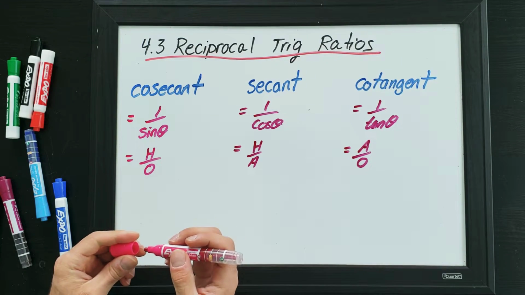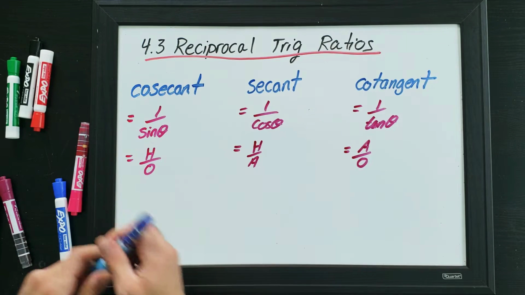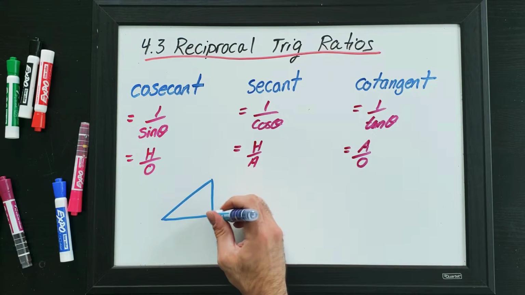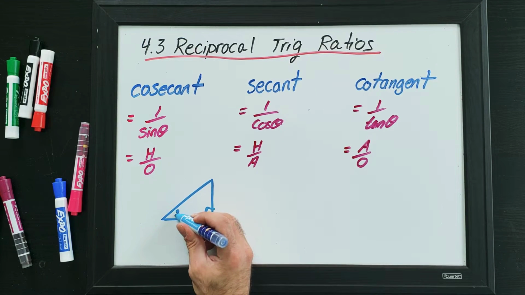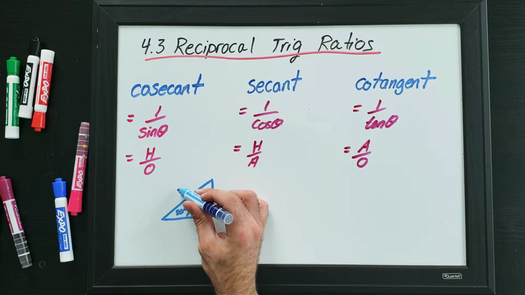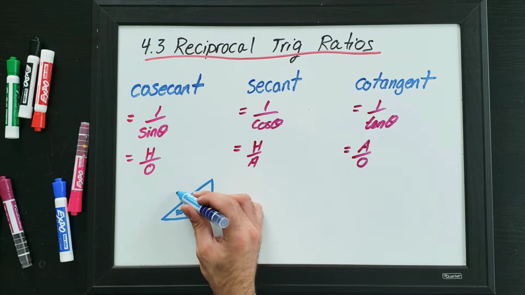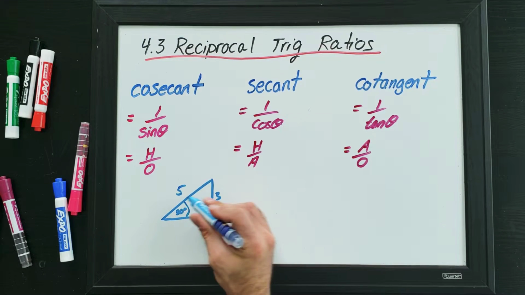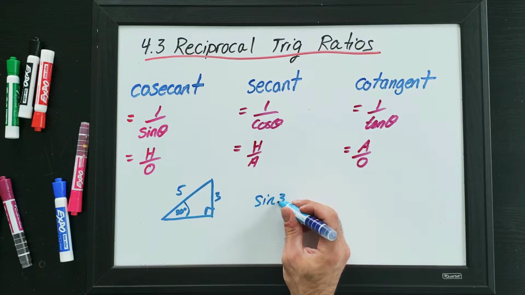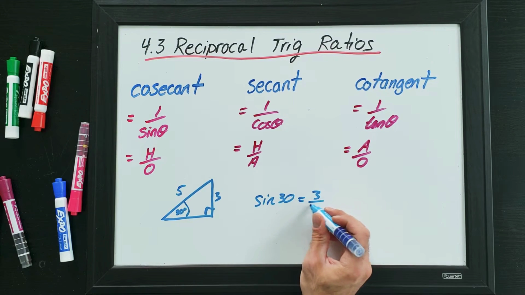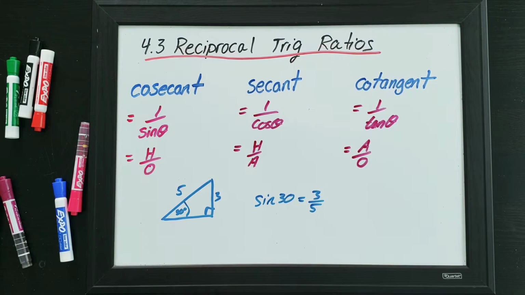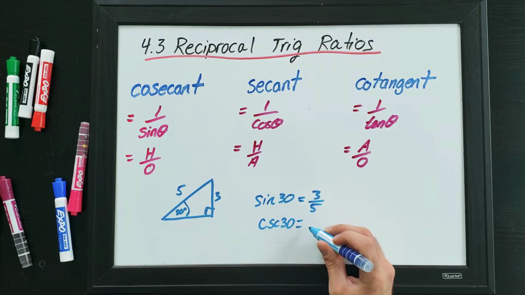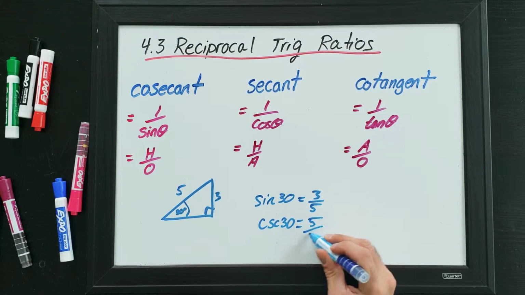So, for instance, if we have a triangle like this, and this was 30 degrees, and this is, let's say, 5, and this is 3. So I want to find the sine. Sine of 30 is 3 over 5. If I wanted to find the cosecant of 30, this is just 5 over 3.